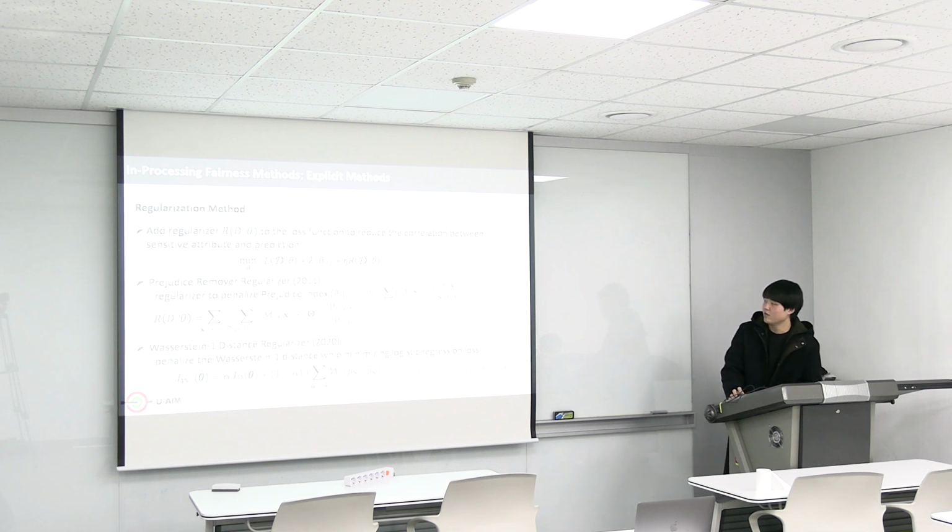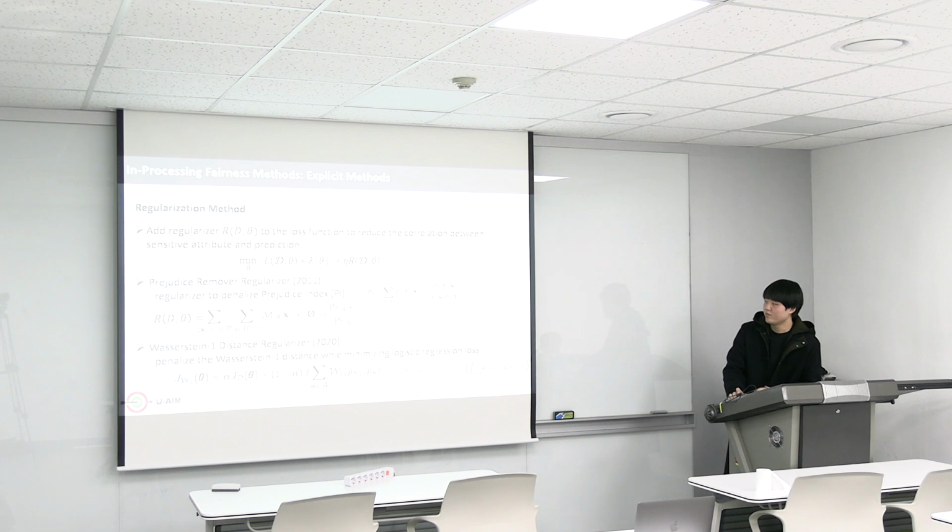First one is the regularization method. In this method, we add a regularizer R to the loss function to reduce the correlation between the sensitive attribute and the prediction result. So its mathematical expression is like this. Here, large L is the original objective, and the second term is the ordinary regularization term. The final one is the fair regularizer.